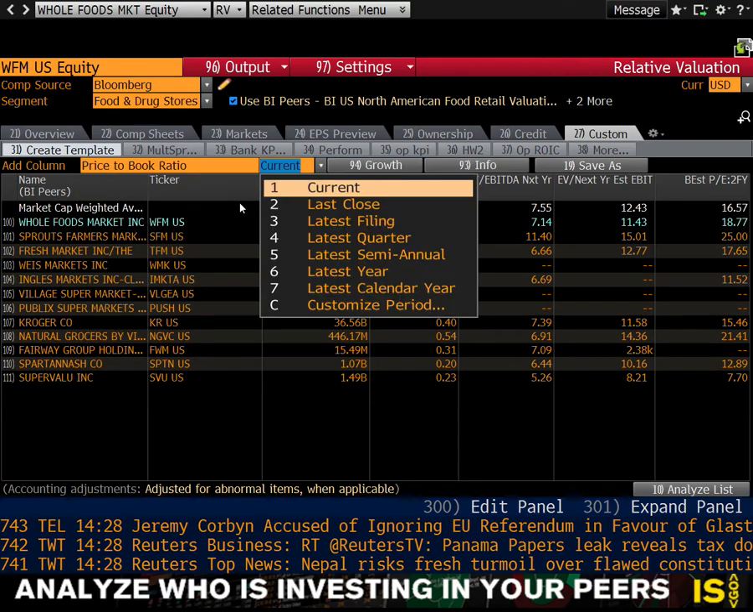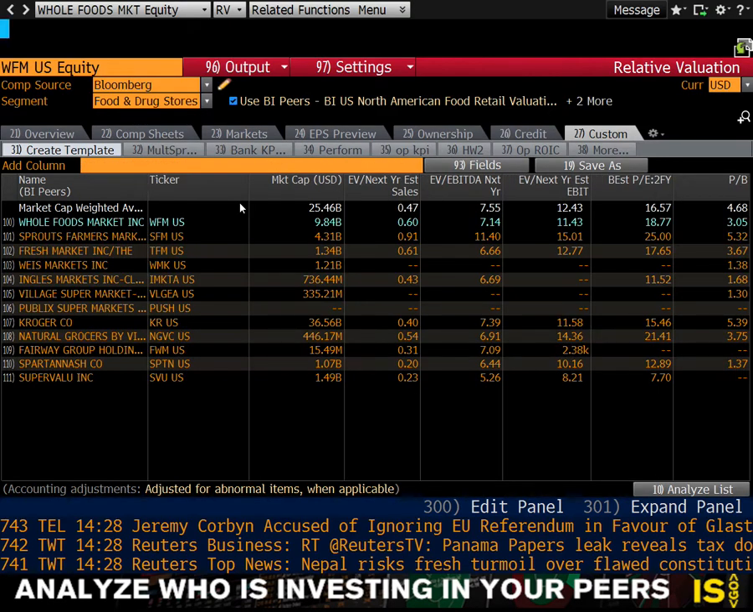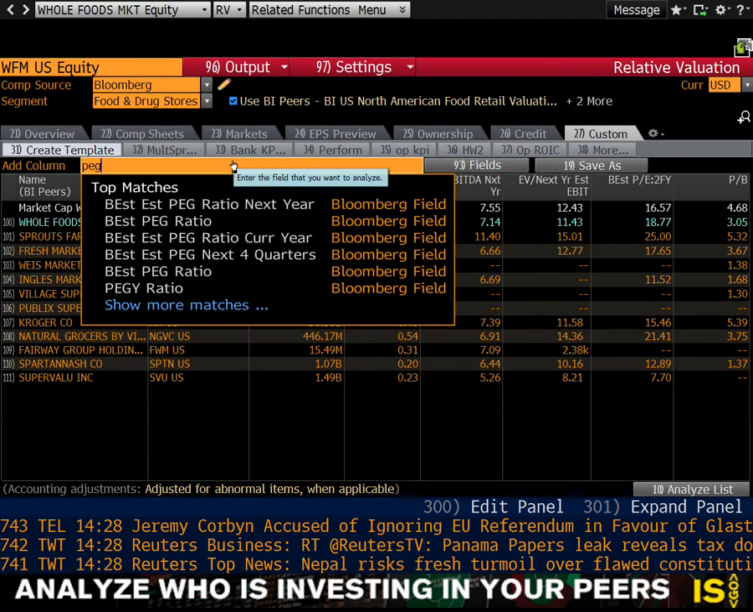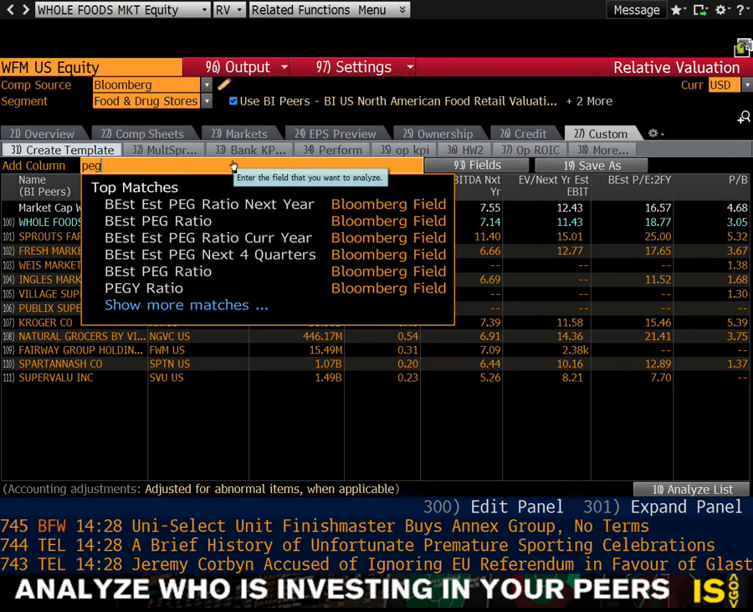There is only one price to book multiple that's current, meaning you don't really forecast a forward price to book because it's current market price divided by book value. So it's hard to do a future market price. Right? So this is price to book multiple today. And then the final one is called the PEG ratio, price to earnings divided by the long-term growth rate. And what we want is the best estimated PEG ratio for next year. So next year's PEG, the 2017 PEG.